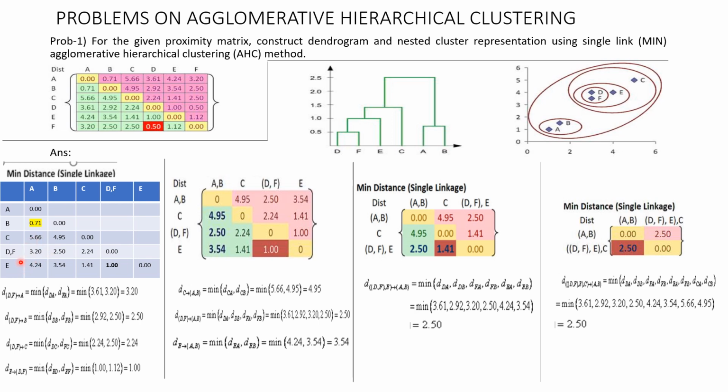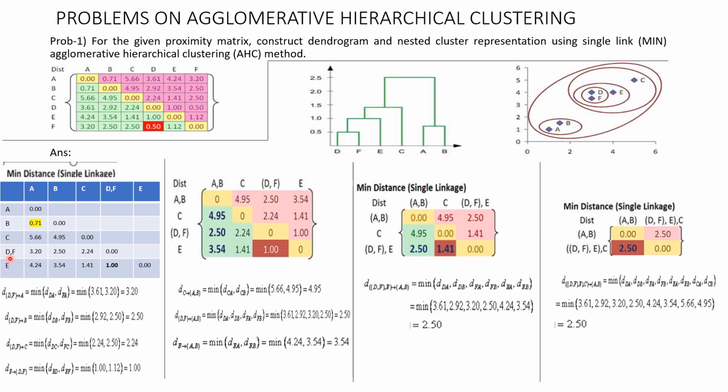You will better understand. Now what is the distance from D, F to B? It is the minimum of D to B or F to B. Okay. What is D to B? Please see this original matrix. D to B is 2.92, right? And F to B is 2.50. This is what is given here. Which is the minimum? 2.50. So 2.50 is written here.